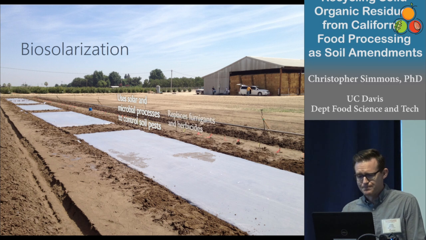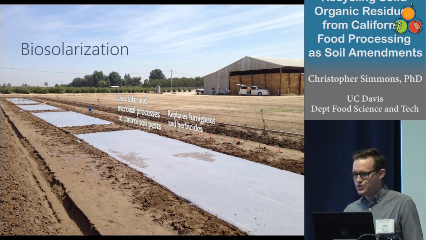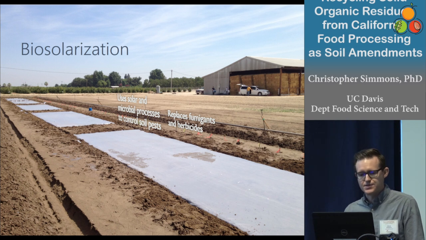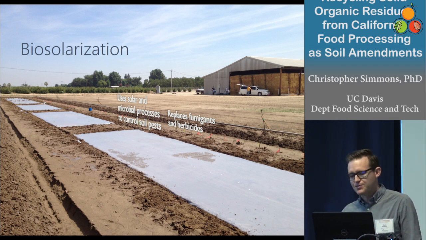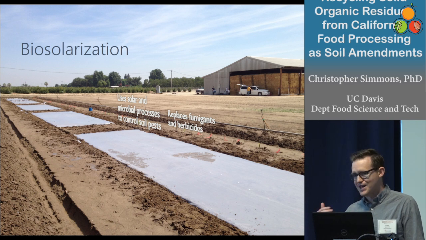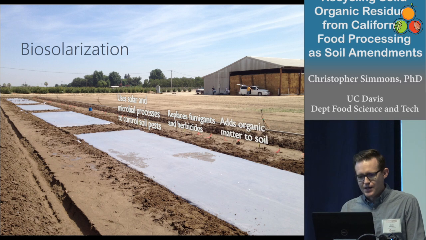And so in this way, it provides an avenue to displace the use of common pesticides, specifically fumigants and herbicides. And so in that way, it can decrease the regulatory burden for conventional growers. It can also be a good option for organic growers where you don't have the same range of fumigants and pesticides available. And then we get some unique benefits that you wouldn't get with a typical pesticide by virtue of adding organic matter to the soil, which is a key component of this whole process.